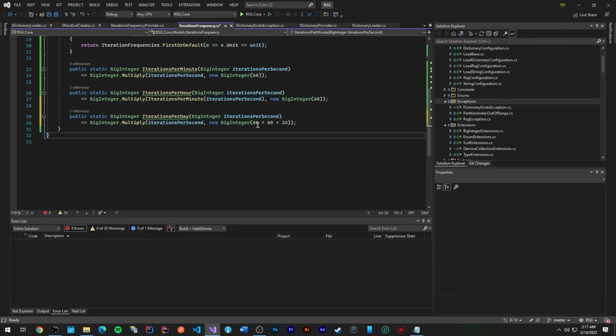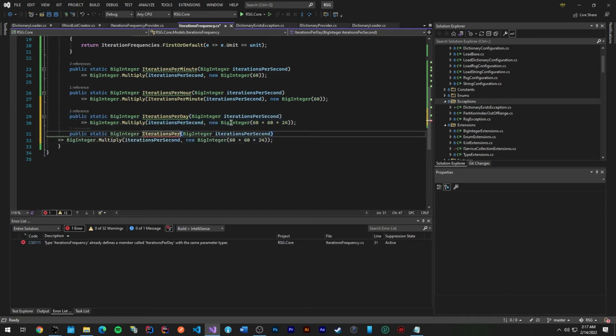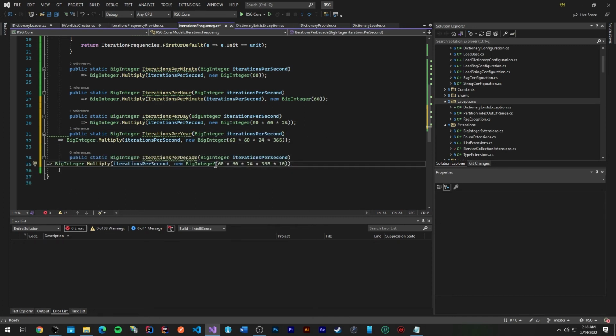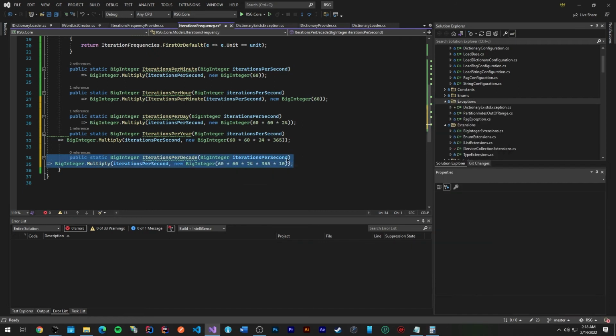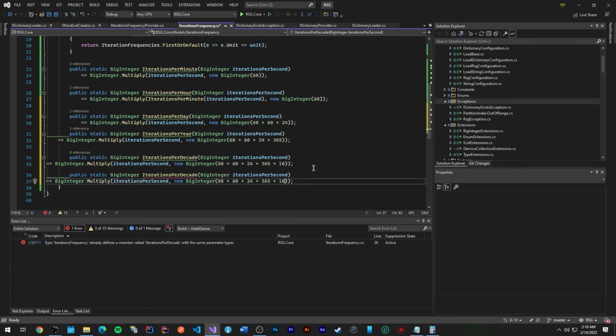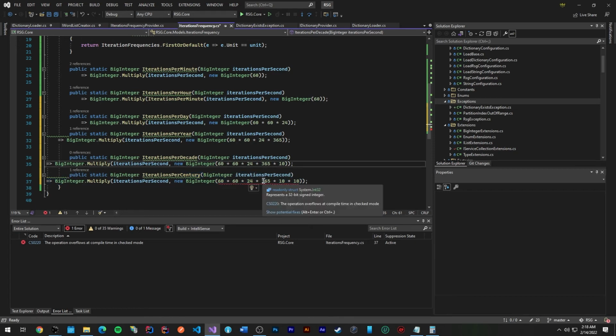But before I do that, there's actually a real problem here that will go unnoticed if I keep doing this. For example, if I did per year now, if we take a look closely at the big integer, this constructor is taking an integer. We're at 315 million. Now watch what's going to happen as I keep going. Iterations per century is another times 10. And then if we keep going, here we go. Check that out. It even tells me: this operation overflows at compile time.